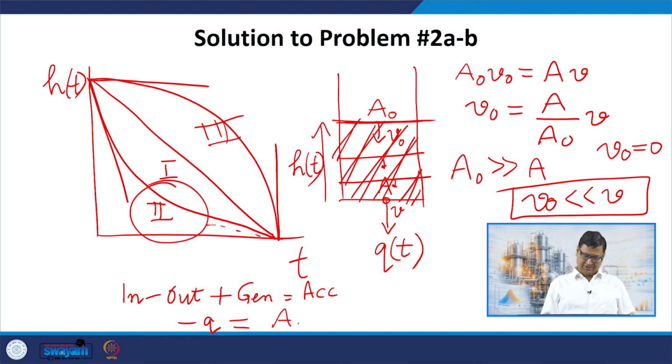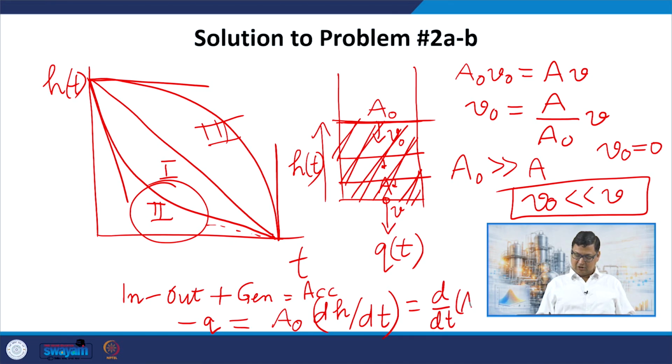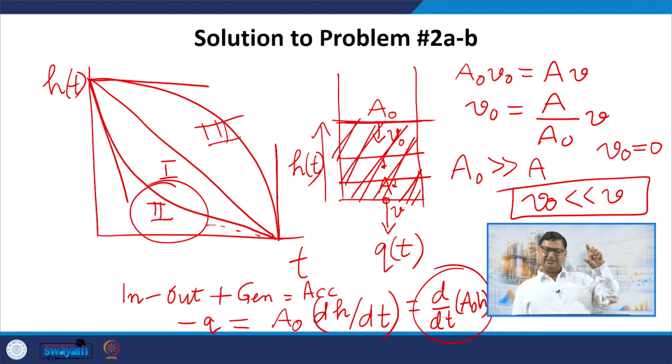the area of the vessel, which is A naught into dH by dt, right. The other way to look at it is d by dt of A naught H, because A naught H is the volume of the liquid in the tank, and I am not considering any density change of water and things like that. So, therefore, I am not considering density anywhere here. If I want, I can multiply both sides by rho, but they will cancel anyway, right. So, this basically tells me the dV by dt in the tank, how the volume in the tank is changing, and that is given by the volumetric flow rate there, right.